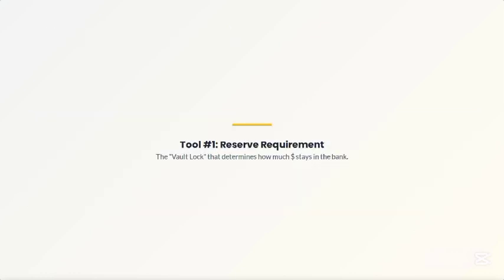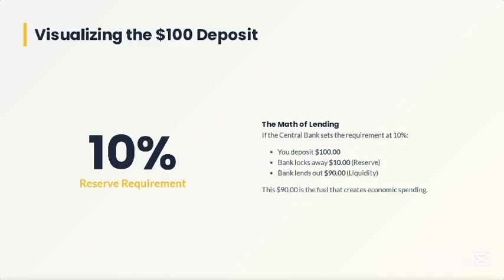Let's now talk about the three powerful levers. Number 1. Reserve requirement. What is reserve requirement? This is the amount of money a bank must keep as a reserve in order to meet its daily operations, and the central bank determines this amount of money. Visualize a $100 deposit. If the central bank sets the reserve requirement at 10%, this means if you deposit $100, $10 would be kept as reserve and $90 would be loaned out. This $90 is the fuel that creates economic spending.